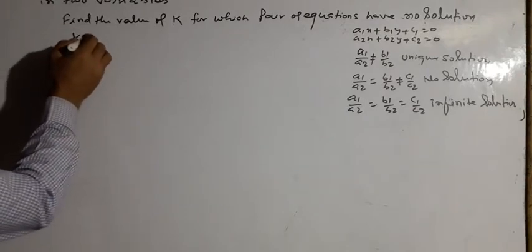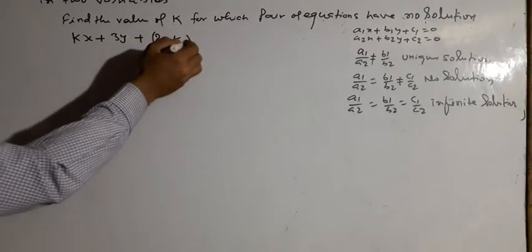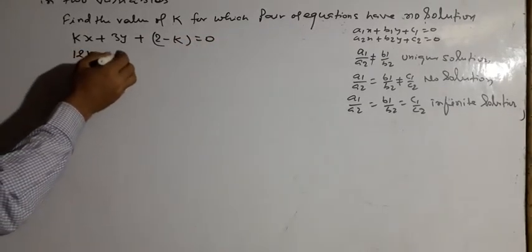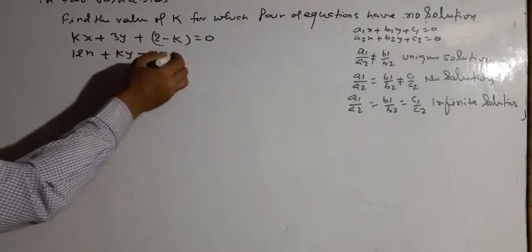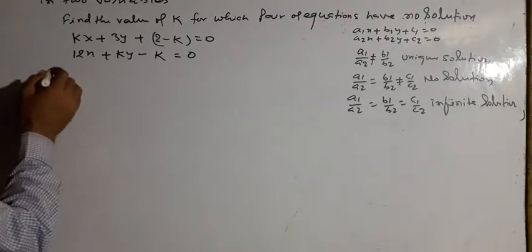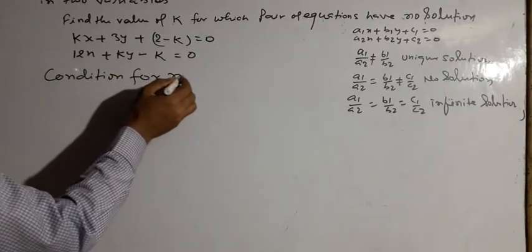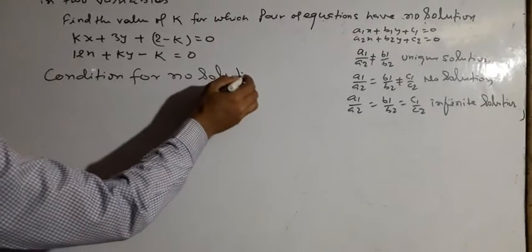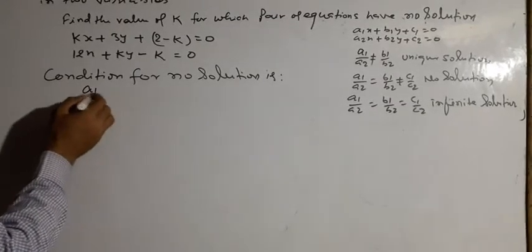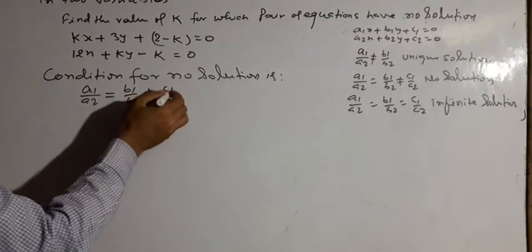Example: kx plus 3y plus 2 minus k equal to 0, 12x plus ky minus k equal to 0. The condition for no solution is a1 by a2 equal to b1 by b2 not equal to c1 by c2.